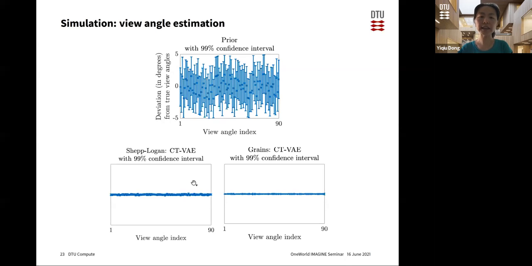And for the angle estimation, here on the y-axis I show the difference between the estimated angle and the true angle. So if it's close to 0, that would be the best. This figure shows the prior.